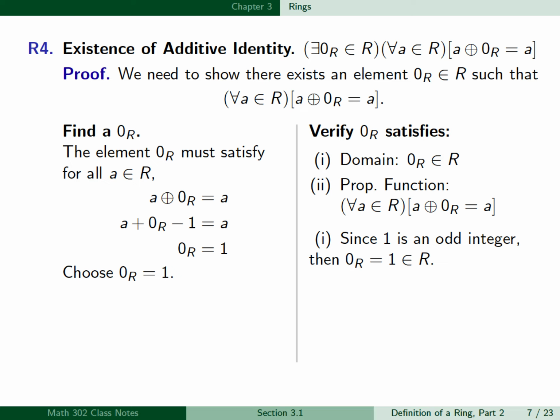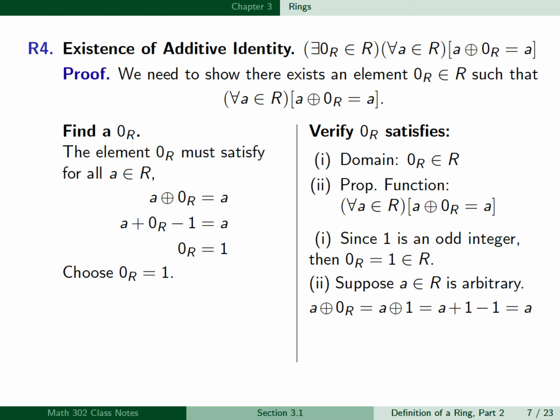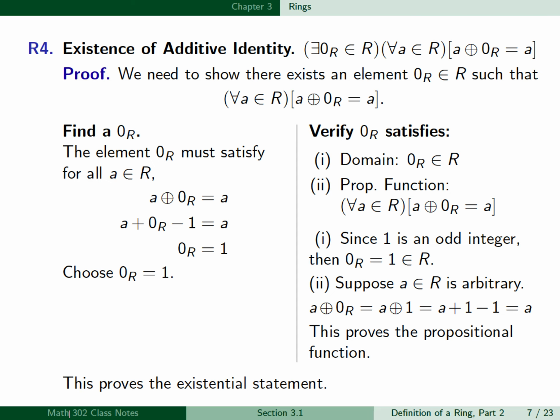Okay, well, going over to the right side, since 1 is an odd integer, then 0 sub r equal 1 belongs to R, so we've satisfied our domain condition. And then to verify the propositional function, we can suppose a in R is arbitrary. Then a circle plus 0 sub r is a circle plus 1, which is a plus 1 minus 1, which is equal to a. And this proves the propositional function. And so this proves the existential statement, and so therefore R4 holds.